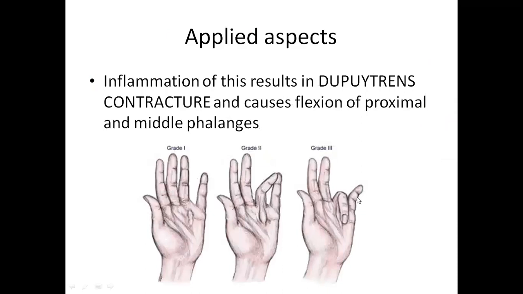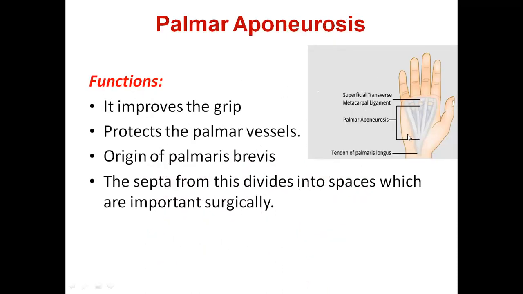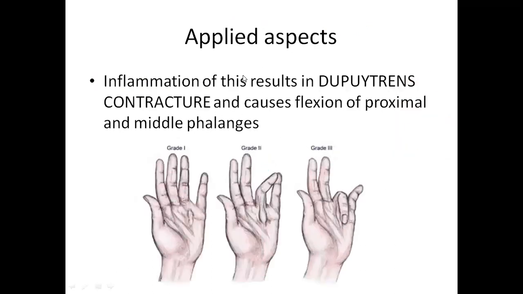Now coming to the applied aspects, what's wrong? Suppose something happens to this palmar aponeurosis, if there is some infection in the palm and if this palmar aponeurosis is getting thickened, then there is a clinical condition the patient presents with, which is called Dupuytren's contracture. So the inflammation of palmar aponeurosis is resulting in Dupuytren's contracture.